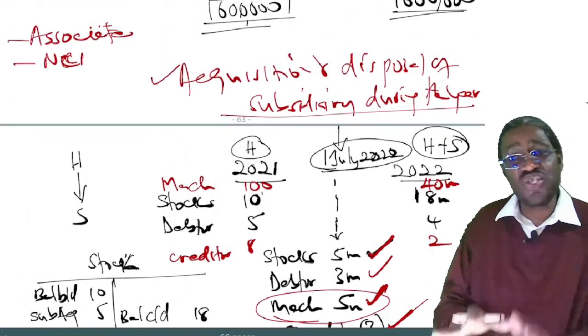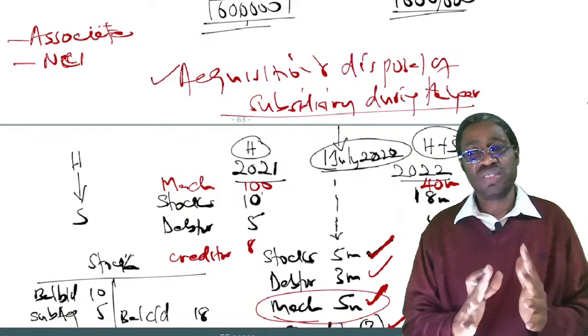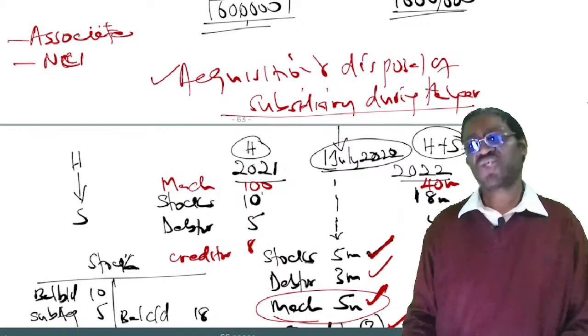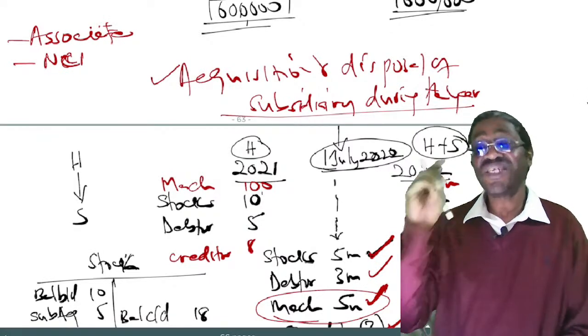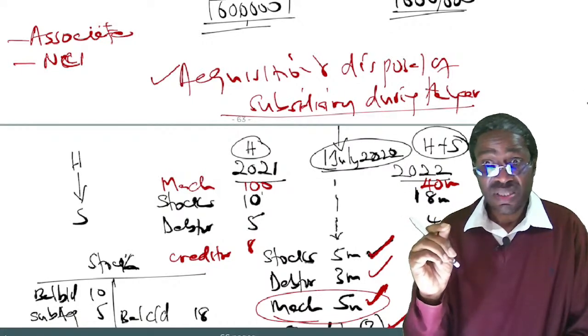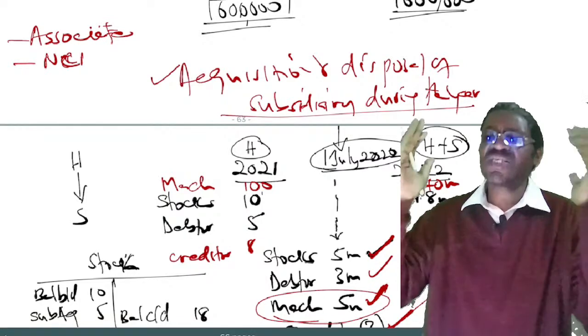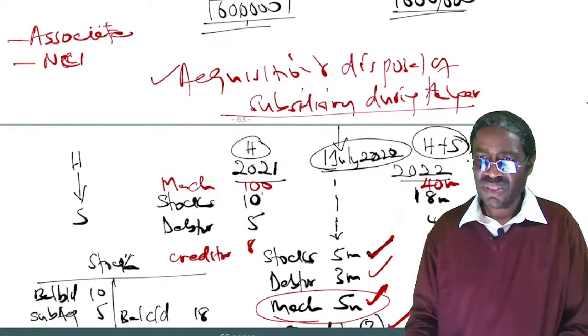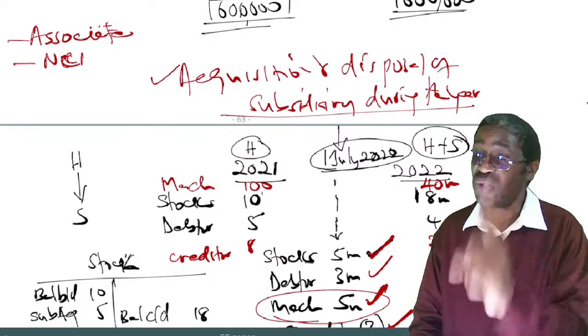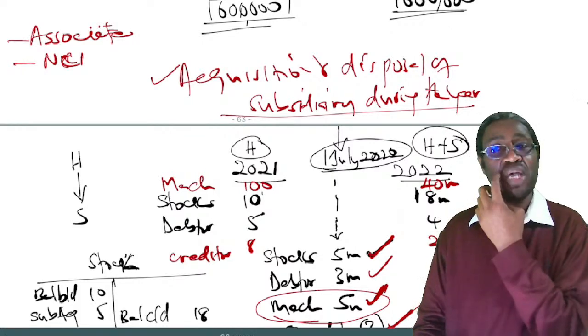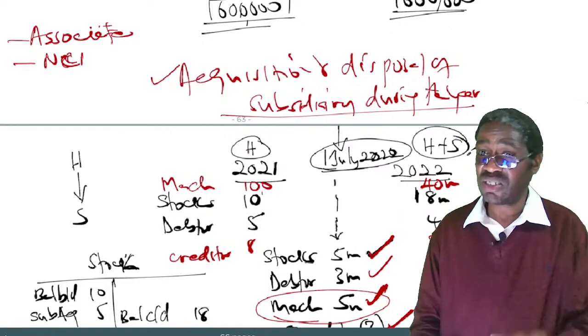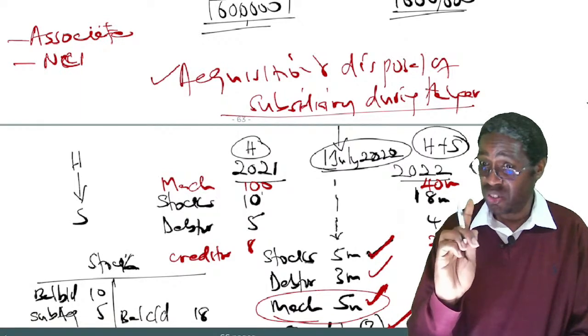Listen carefully. I want to leave the cash for now, but also now assume that we are not acquiring a subsidiary during the year. Suppose the question tells you we are disposing a subsidiary. We are selling our shares in a subsidiary company on 1st July 2020. If we are disposing the shares in the subsidiary company, get the point?